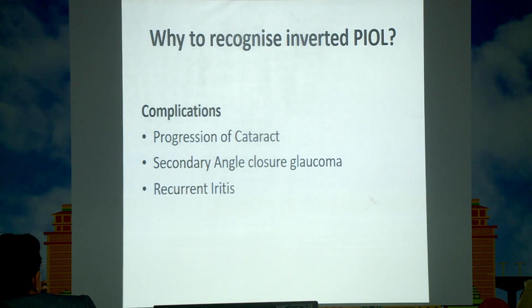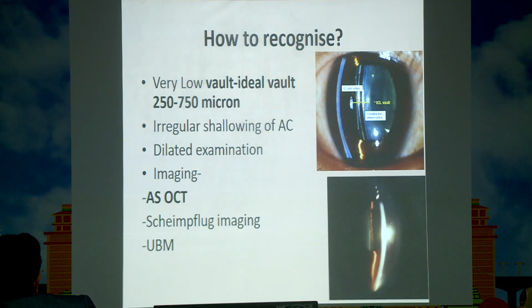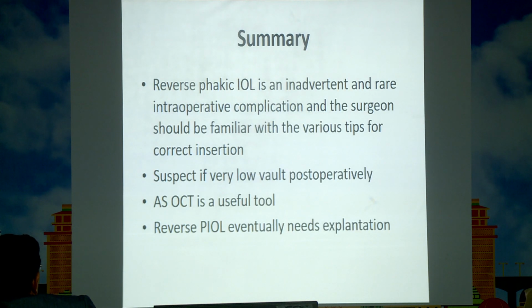So why recognize an inverted phakic IOL? Because of the complications: progression of cataract, secondary angle closure glaucoma, and recurrent iritis. So how to recognize it? Once you see that the vault is very low, less than 250 micron, then you must suspect it. Whenever you have a doubt, dilate the pupil and see whether the lens is in the proper way or not. Or anterior segment OCT can clinch the diagnosis. So what to do? There is no option except to remove this lens and implant another lens.